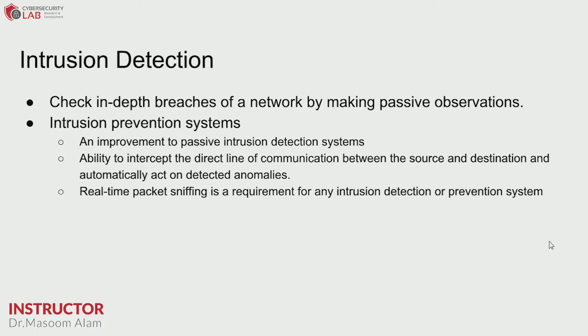Another important component of the network theory of defense is intrusion detection. Intrusion detection is checking for in-depth breaches of the network by making passive observations. For example, Snort collects all the packets and generates logs, and a machine learning expert makes observations on the logs generated by Snort. On the other hand, we have the intrusion prevention system, which is an improvement to the passive intrusion detection system. They are not passive in nature. They are able to intercept the direct line of communication between the source and destination and automatically act on the detected anomalies as well.